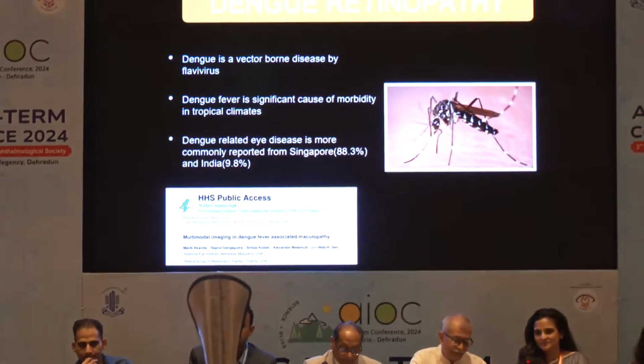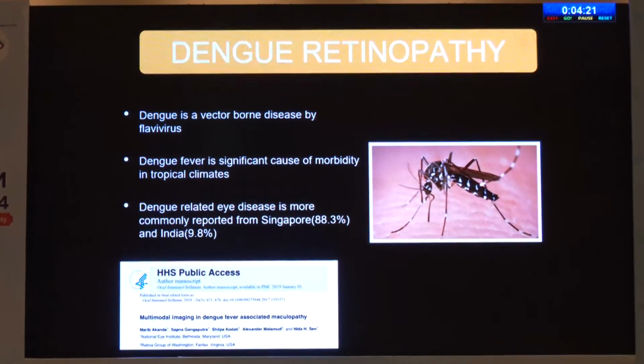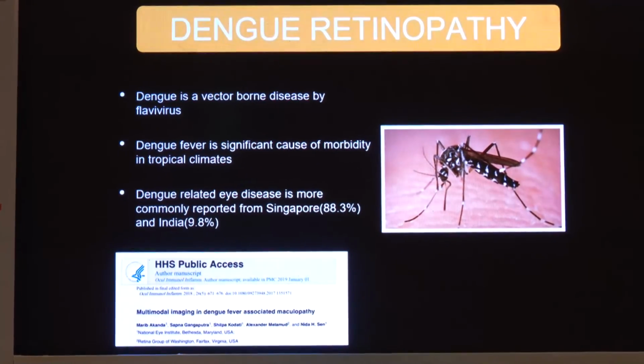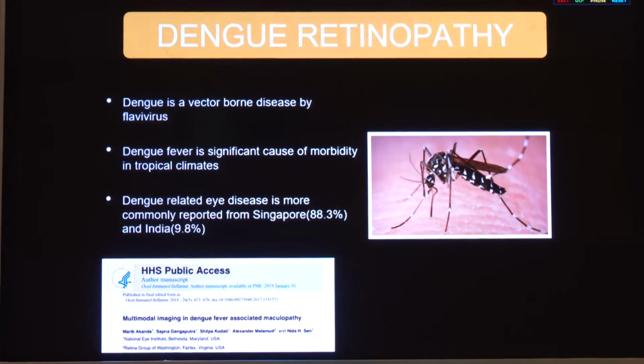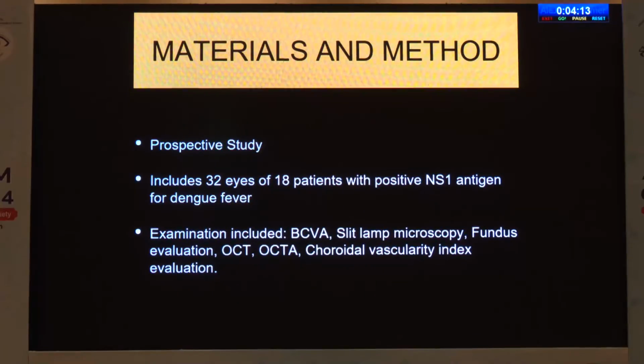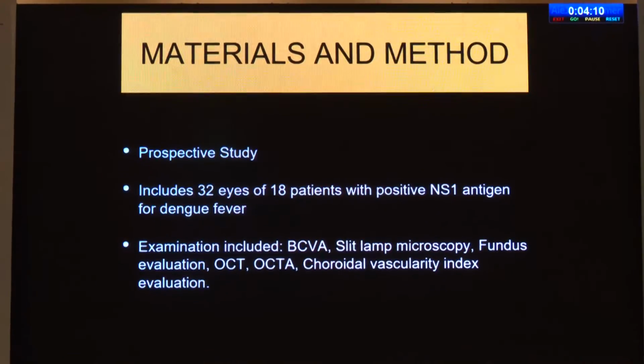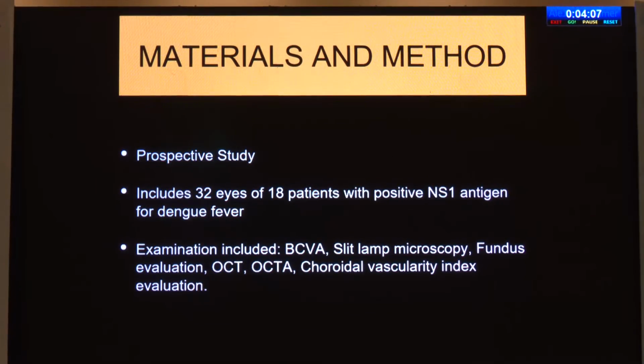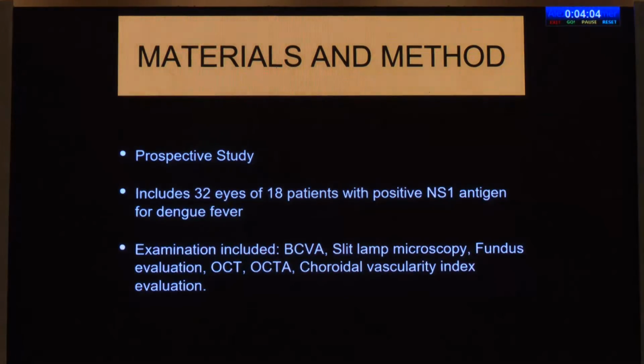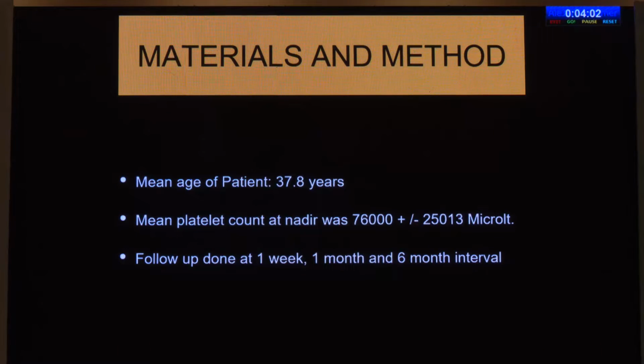So dengue is a very prevalent disease, especially seen in tropical climates. Singapore and India are the two major areas where we find dengue, and so we get cases associated with it, that is dengue retinopathy. This was a prospective study in which 18 patients were included, 32 eyes of 18 patients with positive NS1 antigen for dengue fever, and the mean age of the patients was 37.8 years. The most important thing was that their platelet count was quite reduced, around 76,000 plus minus 25,000 per microliter at the 7th day, that is the nadir.